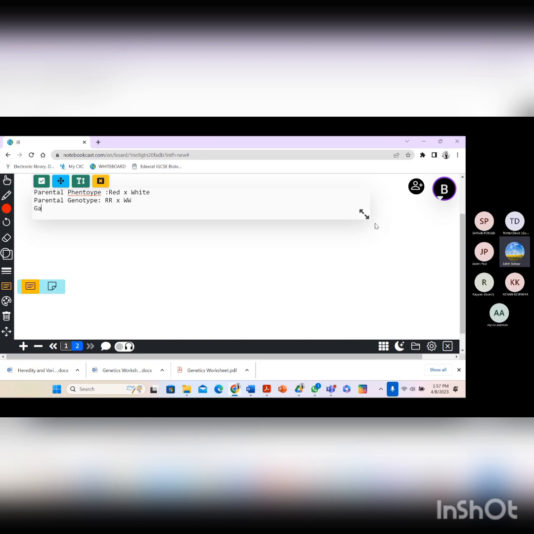Then we have gametes. I'll put gametes here. Again, it's just a symbol. I didn't like how this went as one line, but just ignore this. Gametes will be R, let's circle it, multiply by W.